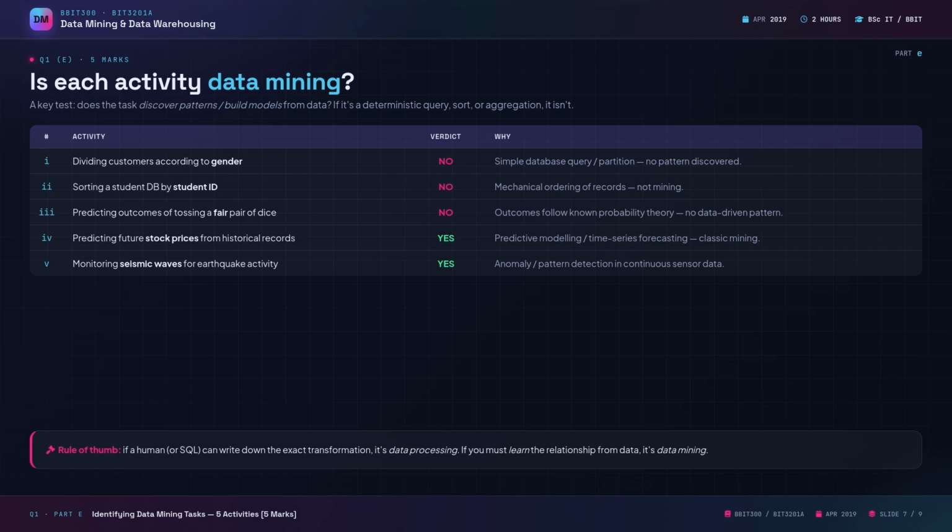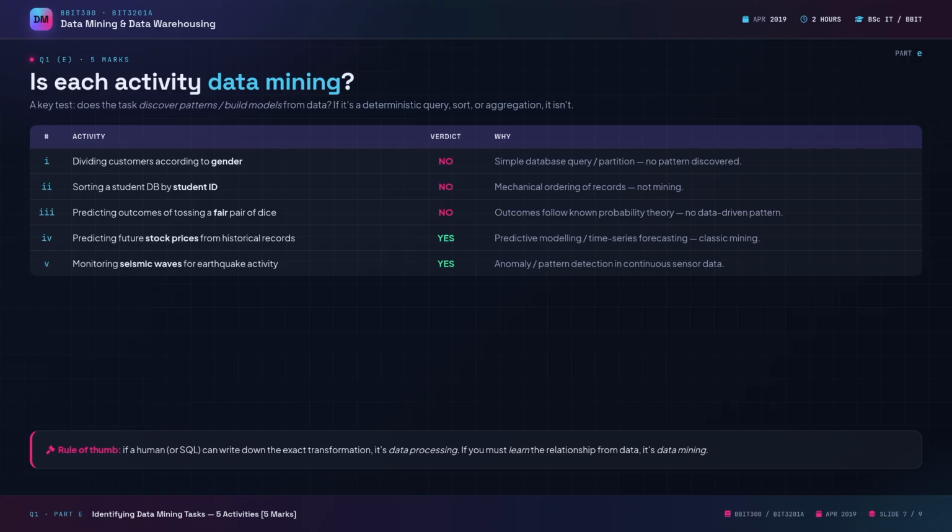Fourth, predicting future stock prices from historical records. Yes, this is mining, it's predictive modeling and time series forecasting. And fifth, monitoring seismic waves for earthquake activity. Also, yes, this is mining because it involves anomaly and pattern detection in continuous sensor data.